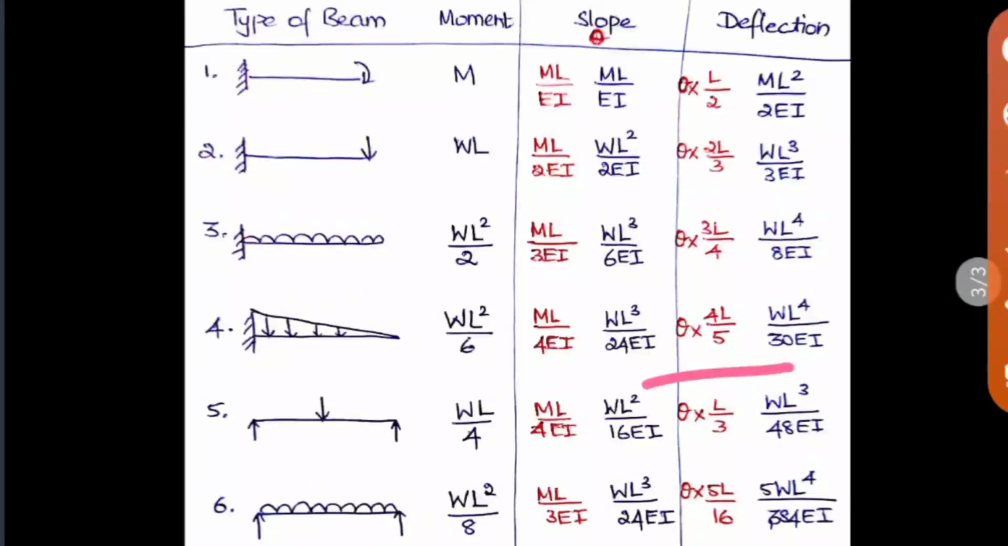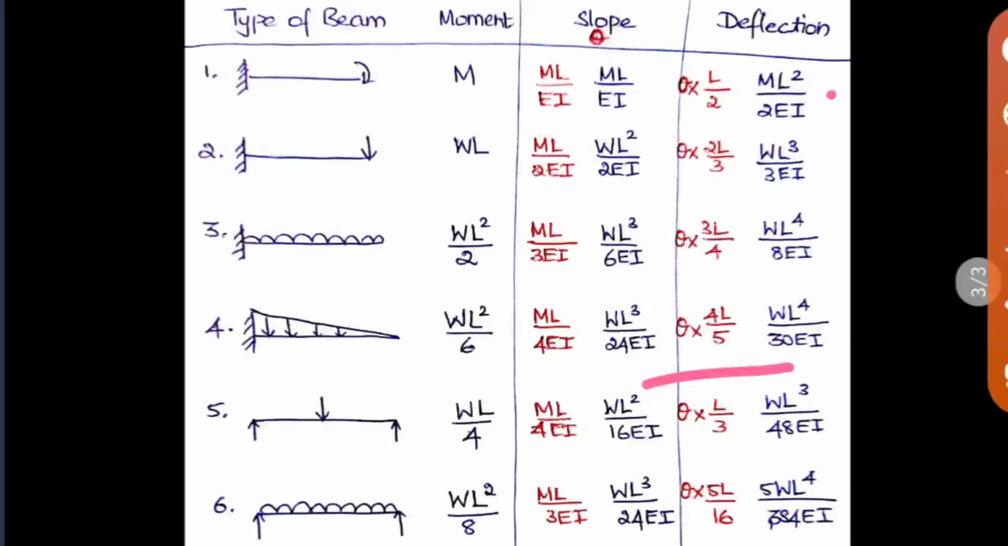So when you multiply theta into L by 2, you will be getting ML square by 2 EI, WL cube by 3 EI, WL power 4 by 8 EI, WL power 4 by 30 EI, WL cube by 48 EI, and 5WL power 4 by 384 EI.